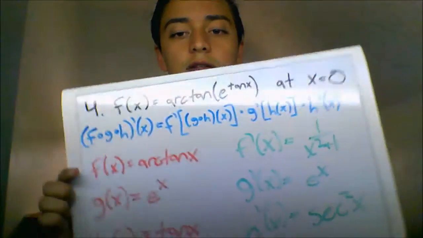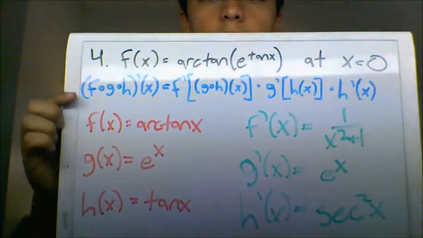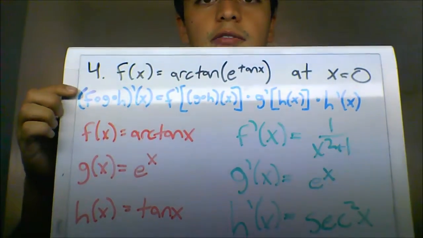So now we're going to need the derivative of each to be able to continue solving this problem. Earlier in this video, we derived arctangent of x and got that its derivative is 1 over x squared plus 1. We know that the derivative of e to the power of x is e to the power of x, and we also used the derivative of tangent x earlier, which is secant squared of x.